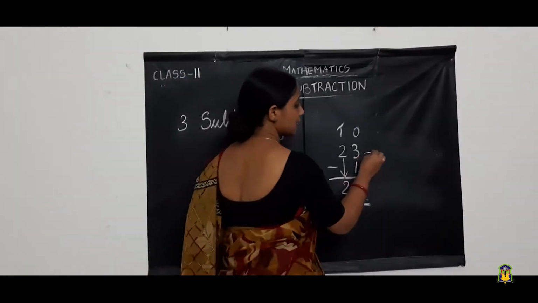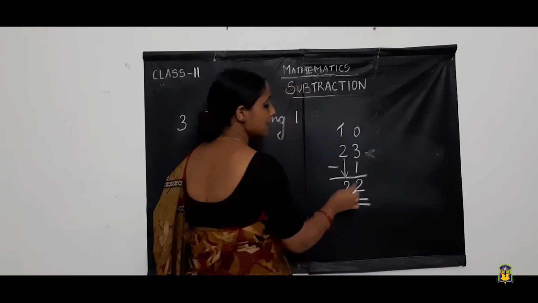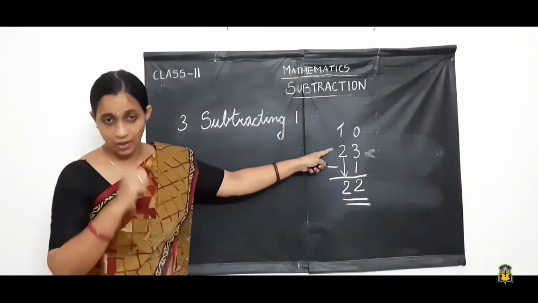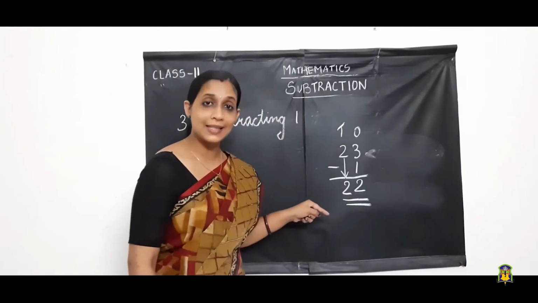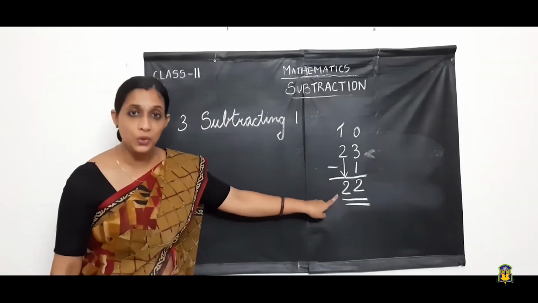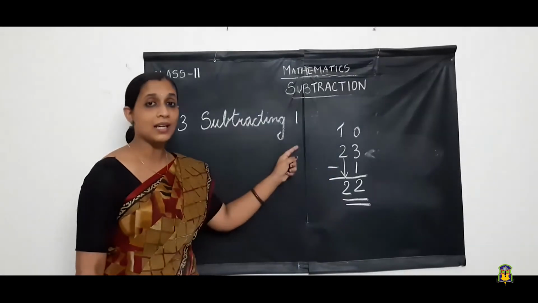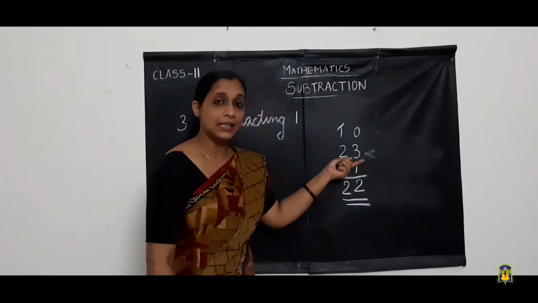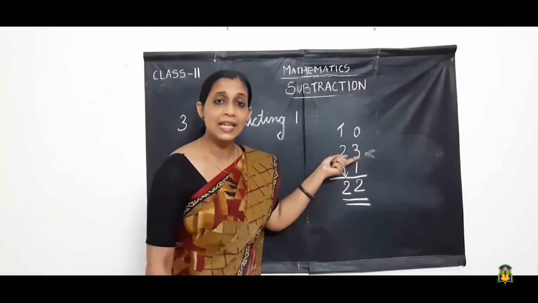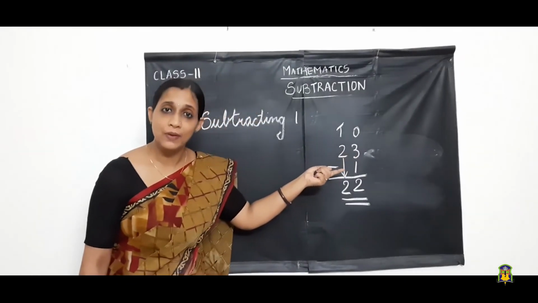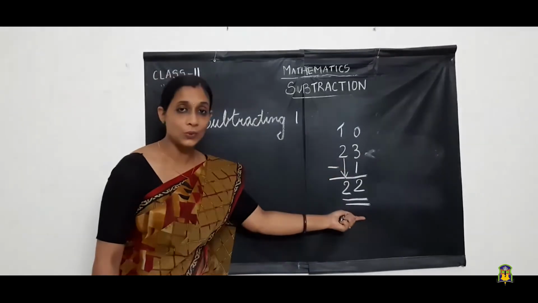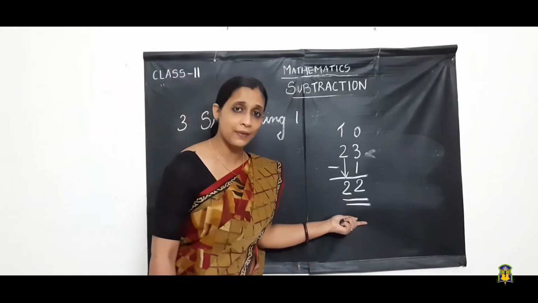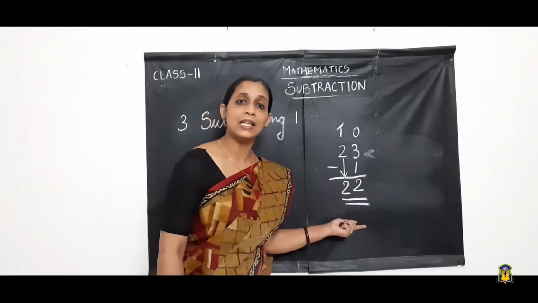Children, here it is 23. And by subtracting 1 from 23, we got 22. The number just before 23 is 22. So, by subtracting 1, we will get the number just before the given number. Here, the given number is 23. The number just before 23 is 22. See, that is the difference that we got. The answer is called what? The difference. So, the difference is 22.